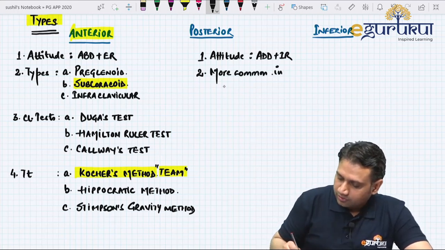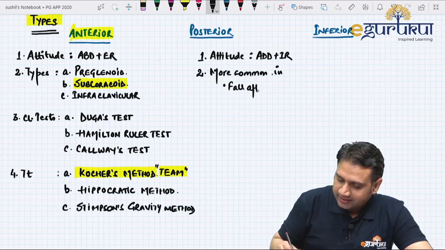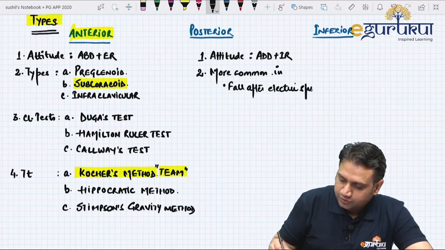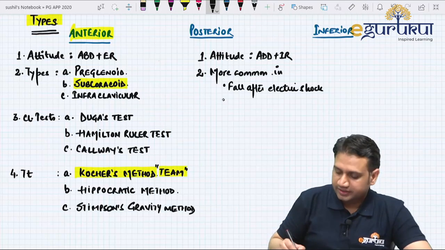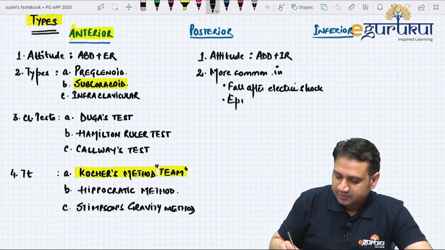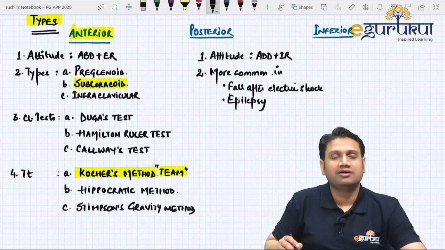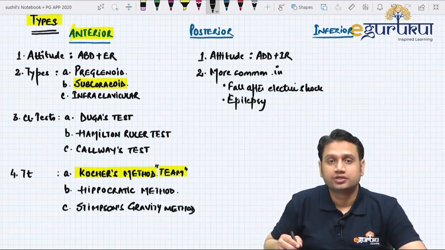Posterior dislocation is common in patients who have a fall after an electric shock, or the patients with an epilepsy episode, the seizure episode, right? So it is more common in epilepsy patients and it is more common in people who had a history of a fall after getting an electric jerk.